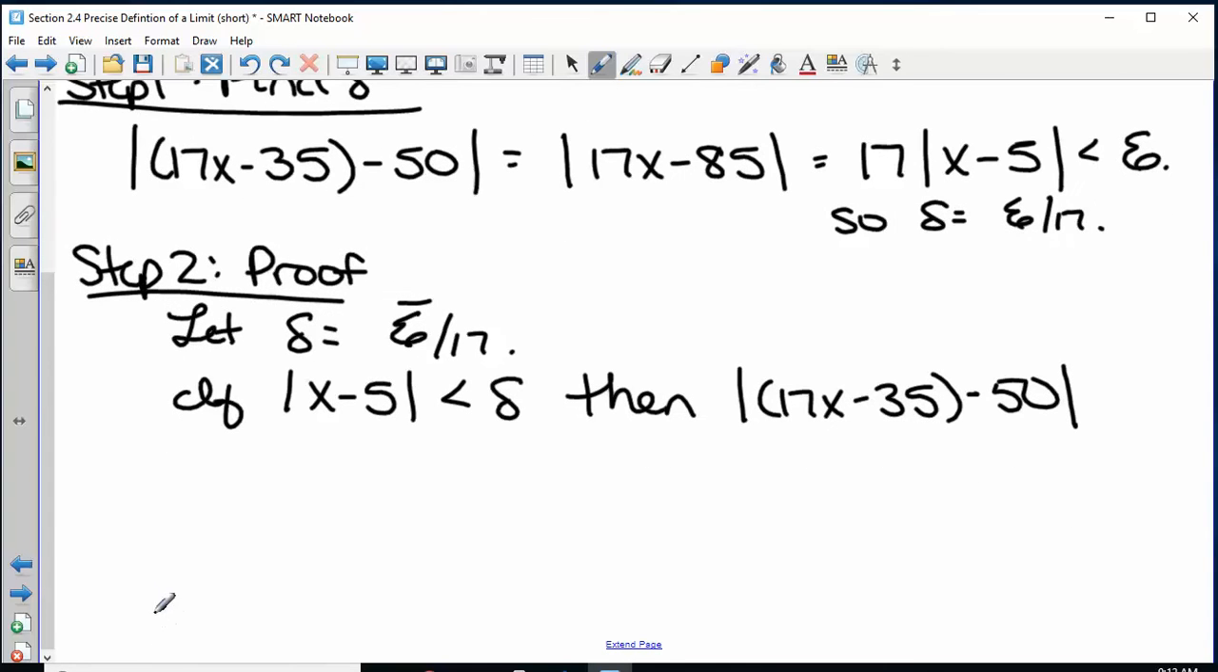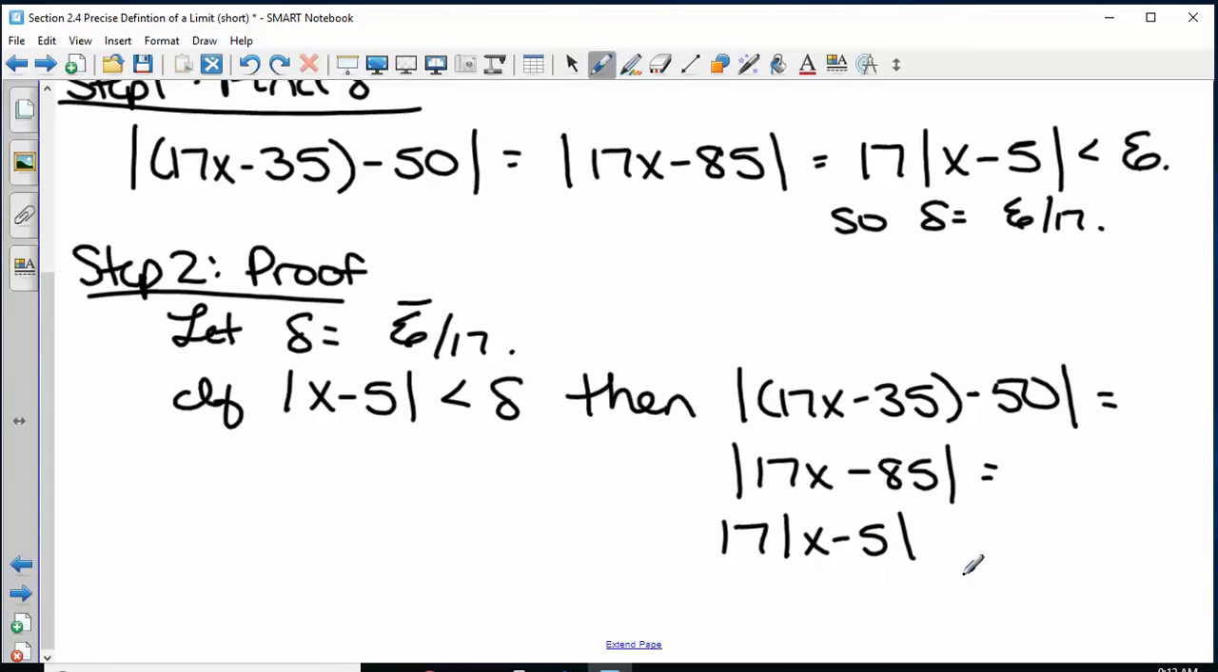Okay. Now we basically do the same work over again. That's 17x minus 85. Pull out the 17. That leaves me with x minus 5. But I know that the absolute value of x minus 5 is less than delta. So this would be less than 17 delta. So I got my less than in there. Now we just need to get epsilon.